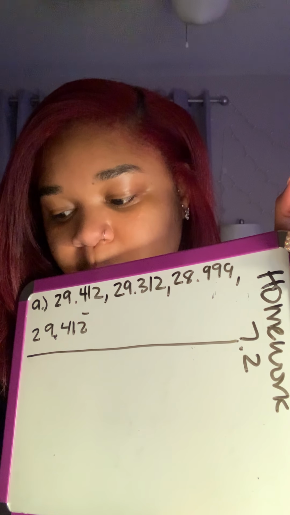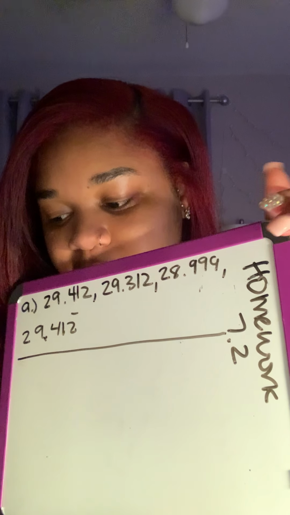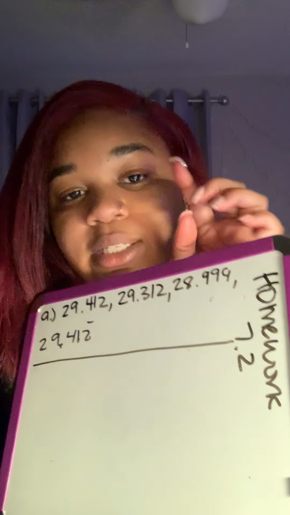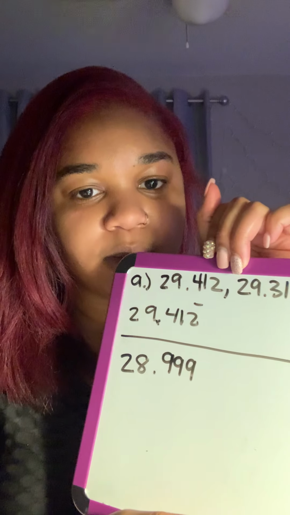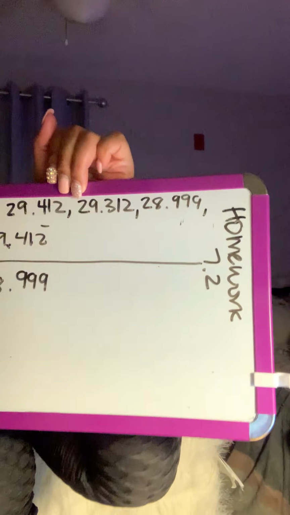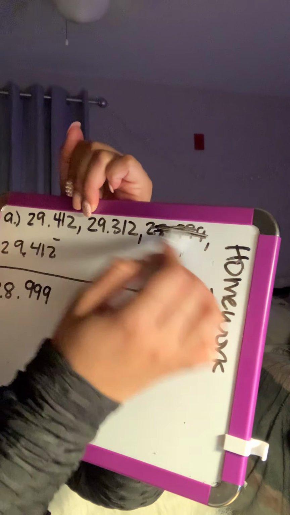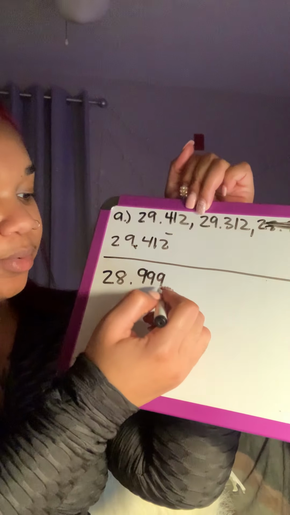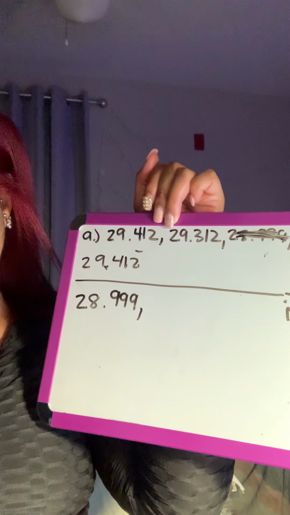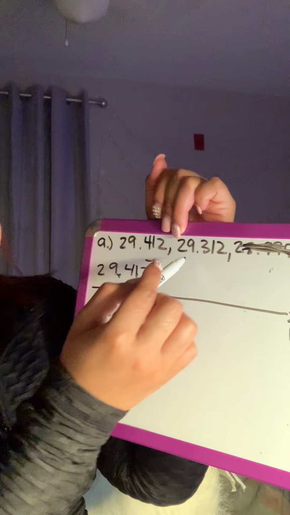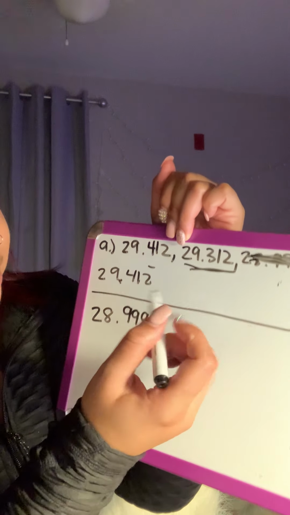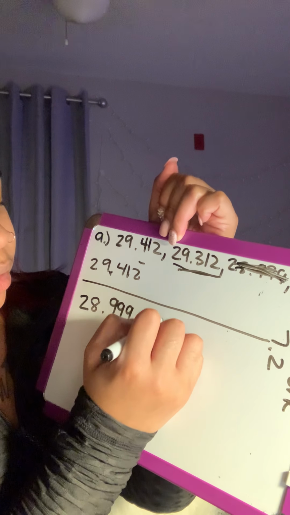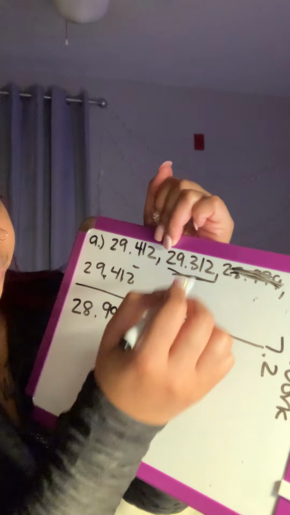So if you look at all of the numbers, they all have 29, 29, 29, but you only have one that's 28. So that is going to be your least. So 28.999 is going to be your first one. So let's mark that off, because we already used it. So let's look at the other ones. You have 29.4, you have 29.3, and you have 29.4. So obviously this one is going to be second, because of that 3 right there. 29.312. So let's mark that off.